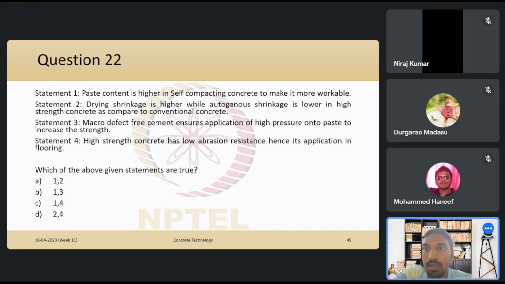Question 22. Again, four statements are given. The first one is paste content is higher in self-compacting concrete to make it more workable. Statement 2 is drying shrinkage is higher while autogenous shrinkage is lower in high strength concrete as compared to conventional concrete. Statement 3 is macro defect free cement ensures application of high pressure onto paste to increase the strength. And statement 4 is high strength concrete has low abrasion resistance, hence its application is in flooring. Which of the statements are true? The options are 1 and 2, 1 and 3, 1 and 4, and 2 and 4.